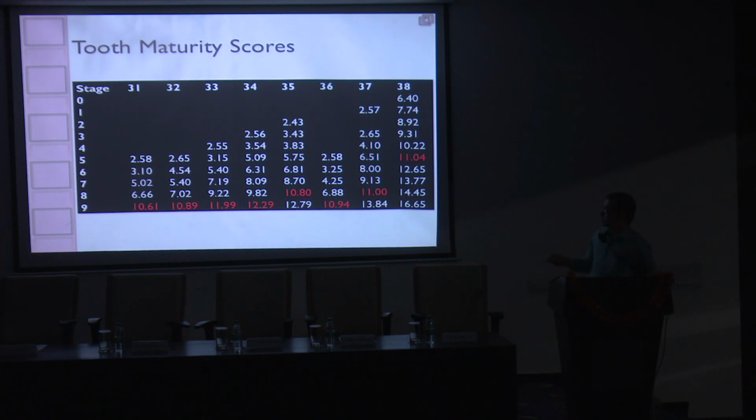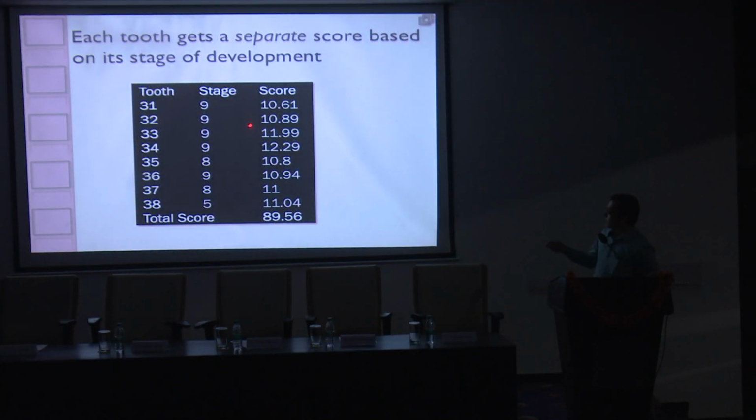So we call these numbers scores, maturity scores. Next, Demirjian says add up these numbers. When I have added those numbers here, I've got a total of 89.56. Now Demirjian says substitute this number in a formula. So S is this total, it's called the total of the score. So substitute this S value in a formula.